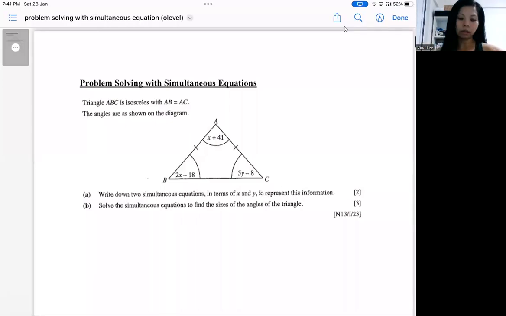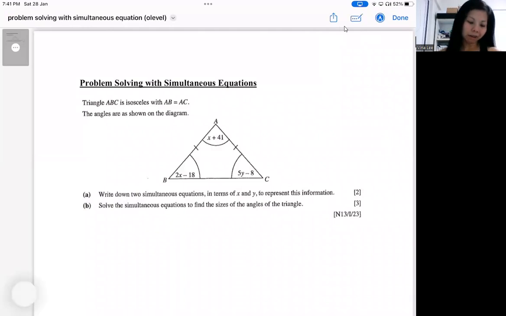Okay, so this question is one of the problem solving with simultaneous equations that appear for O-level questions. If you look at the diagram, it's a very simple diagram with triangles, and specifically it is an isosceles triangle. So you're supposed to write down two simultaneous equations. The simultaneous equations should be based on your properties about isosceles triangles.